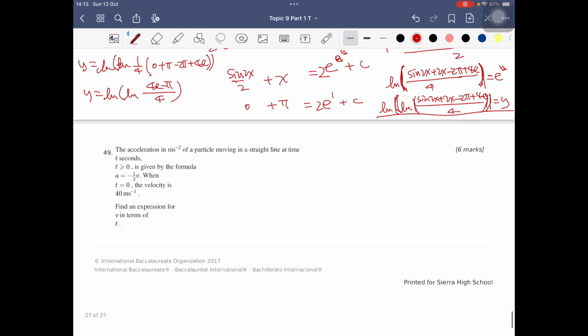And acceleration again. So dv over dt equals negative 1 over 2v, and you can solve it out. That's it.